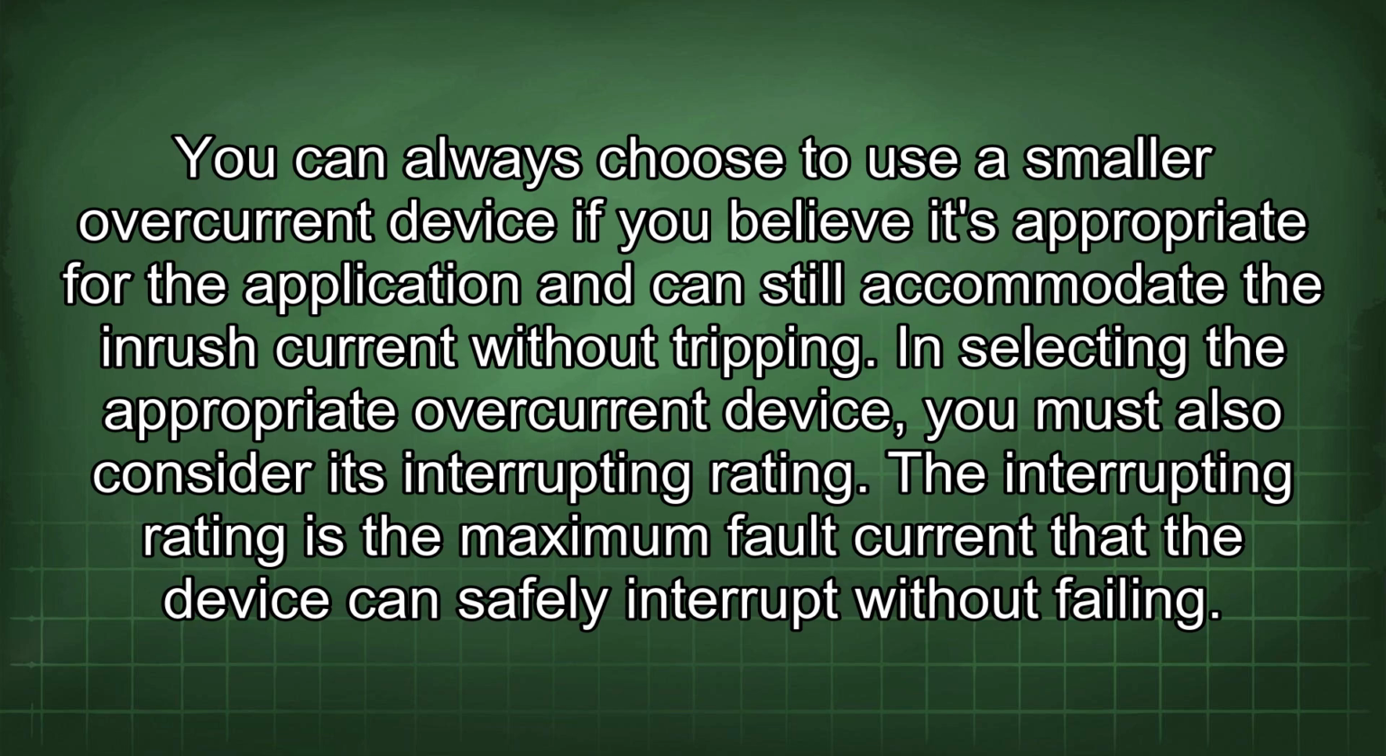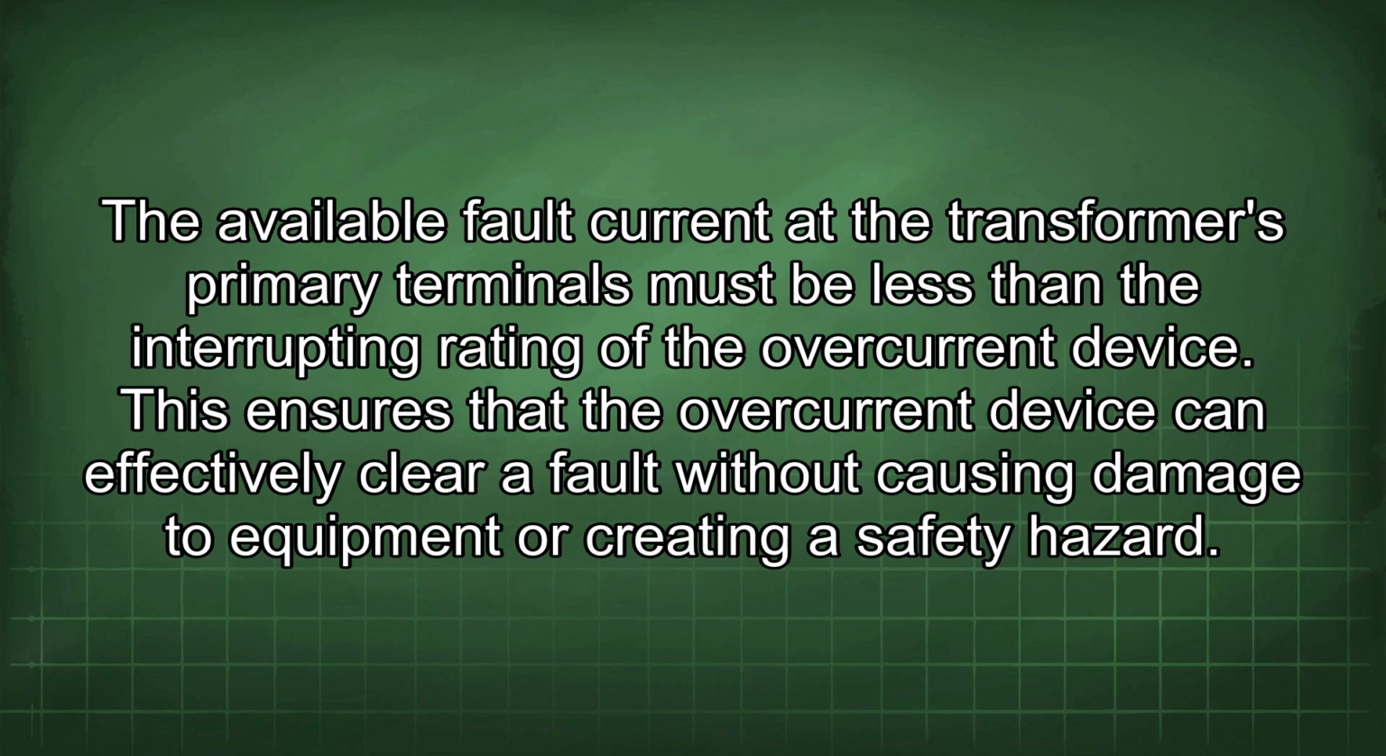In selecting the appropriate overcurrent device, you must also consider its interrupting rating. The interrupting rating is the maximum fault current the device can safely interrupt without failing. The available fault current at the transformer's primary terminals must be less than the interrupting rating of the overcurrent device. This ensures that the overcurrent device can effectively clear a fault without causing damage to equipment or creating a safety hazard.